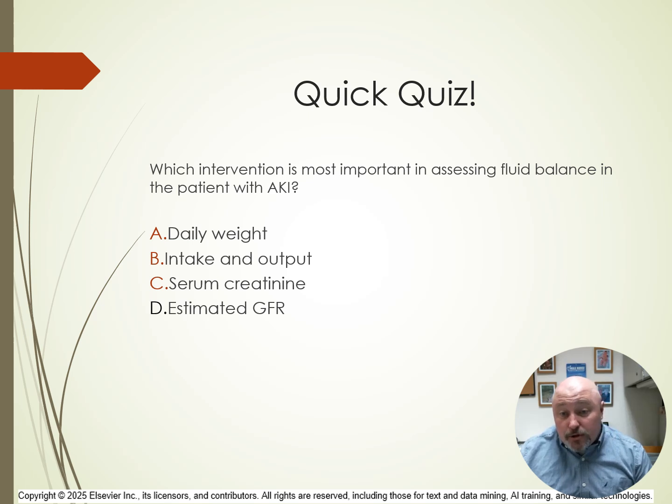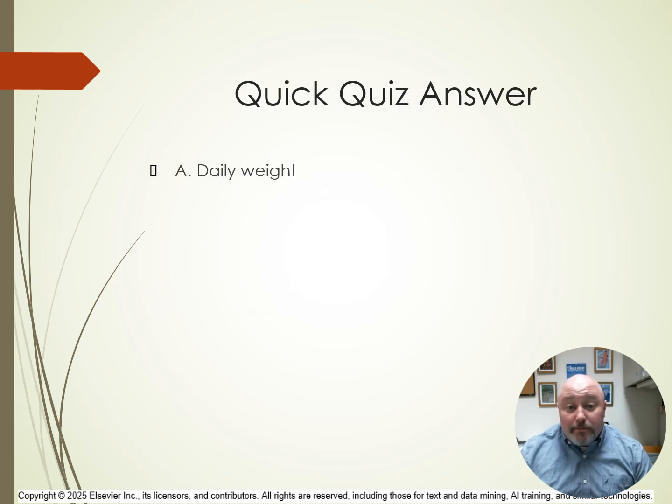Quick quiz. Which intervention is most important in assessing fluid balance in the patient with AKI? A, daily weights, B, intake and output, C, serum creatinine, or D, estimated GFR? The answer is going to be A, daily weights.